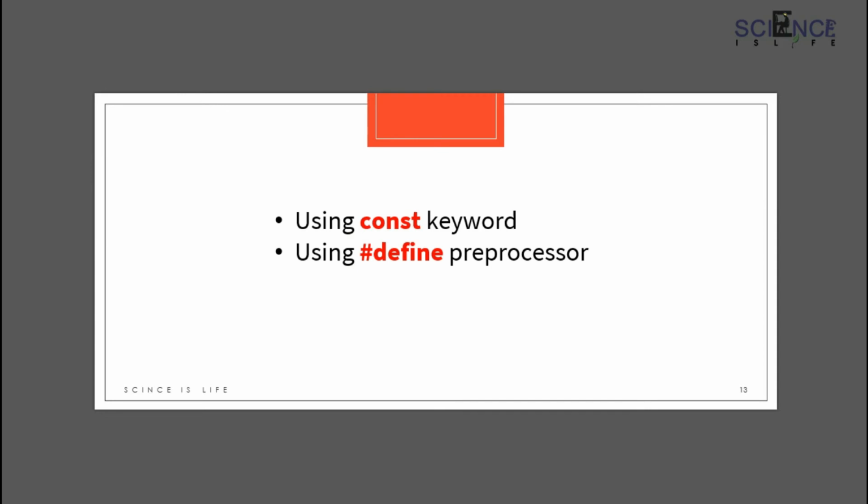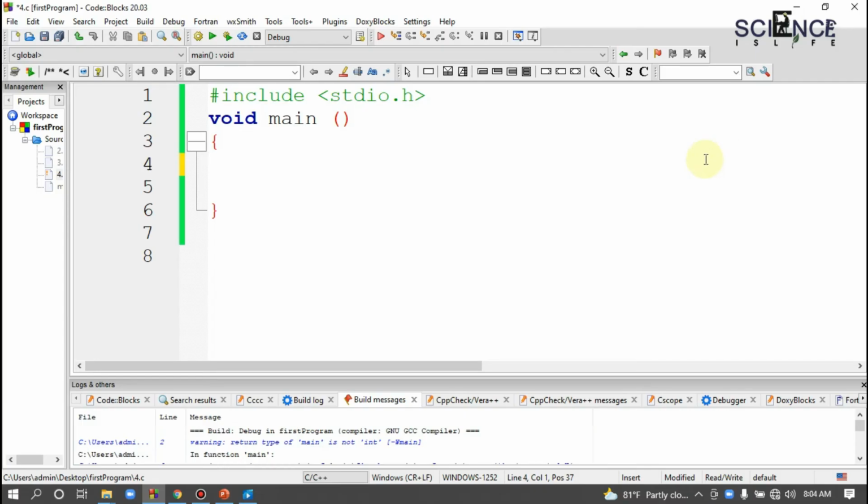So how to define these constants in C? We can use 2 methods. The first one is using the const keyword, we can declare a constant, right? The second method is we can use the #define preprocessor to declare constants, right? So let's see how to do this. I told you that there are 2 methods to declare constants. Let's see the first method.